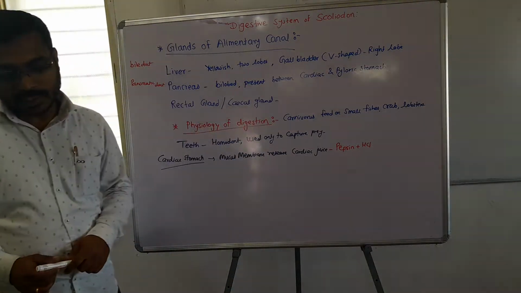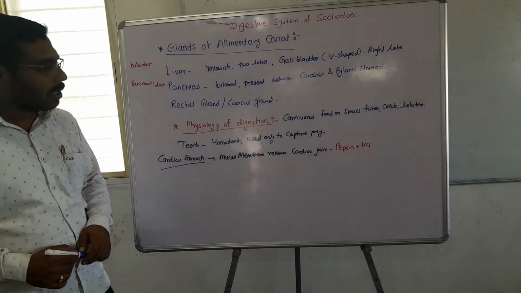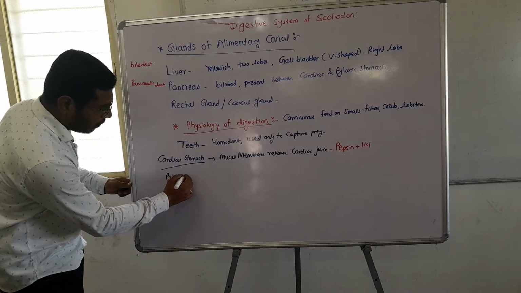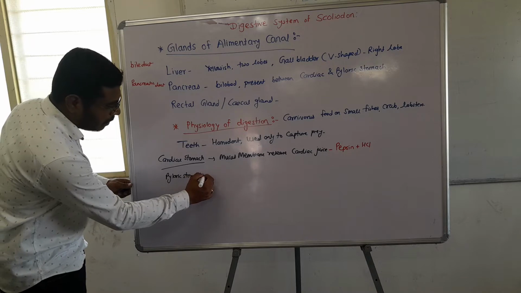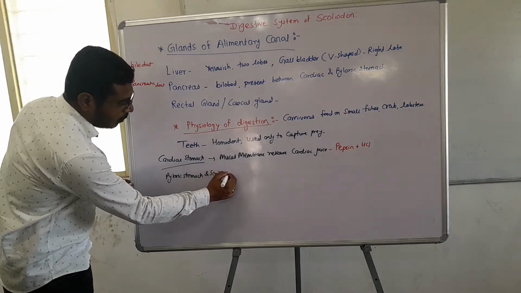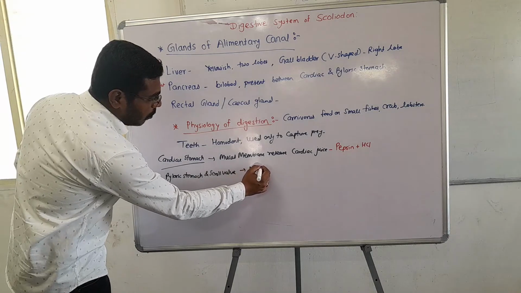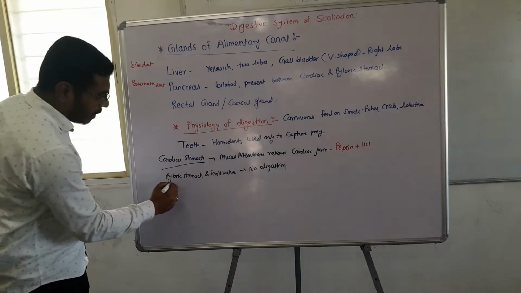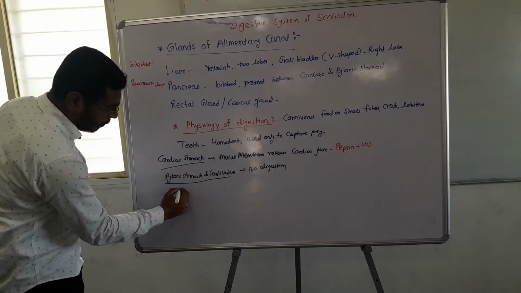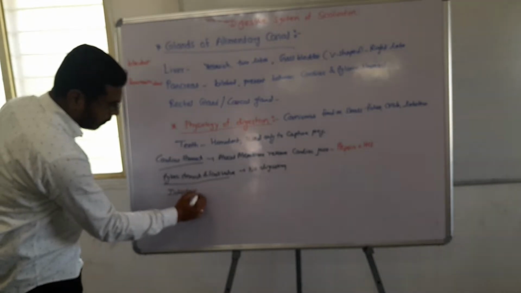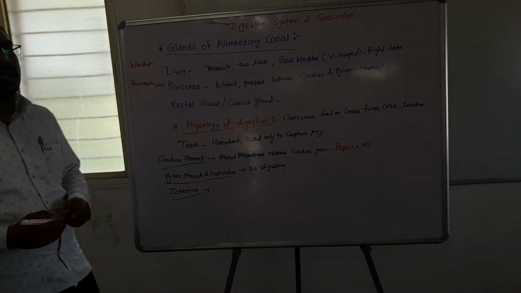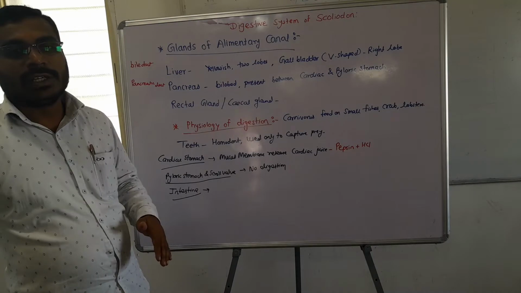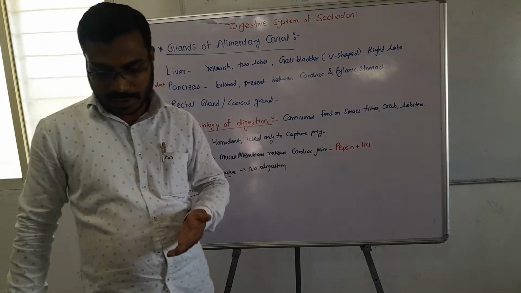In the pyloric stomach and the rest of the wall, no digestion of food occurs. The next part is the intestine. Further digestion of food occurs in the intestine. Here in the intestine, bile juice is released.